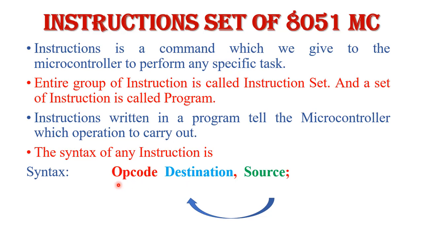Here the syntax of the instruction is given. On the left-hand side of any instruction, the opcode is given, and on the right-hand side, the operand is given. What do we mean by opcode and operands? Opcode is an operational code that tells the microcontroller which operation is to be carried out by using this instruction. Operand is the part of the instruction that specifies the data on which the operation is to be performed. In the operand, first the destination is given and then the source is given.